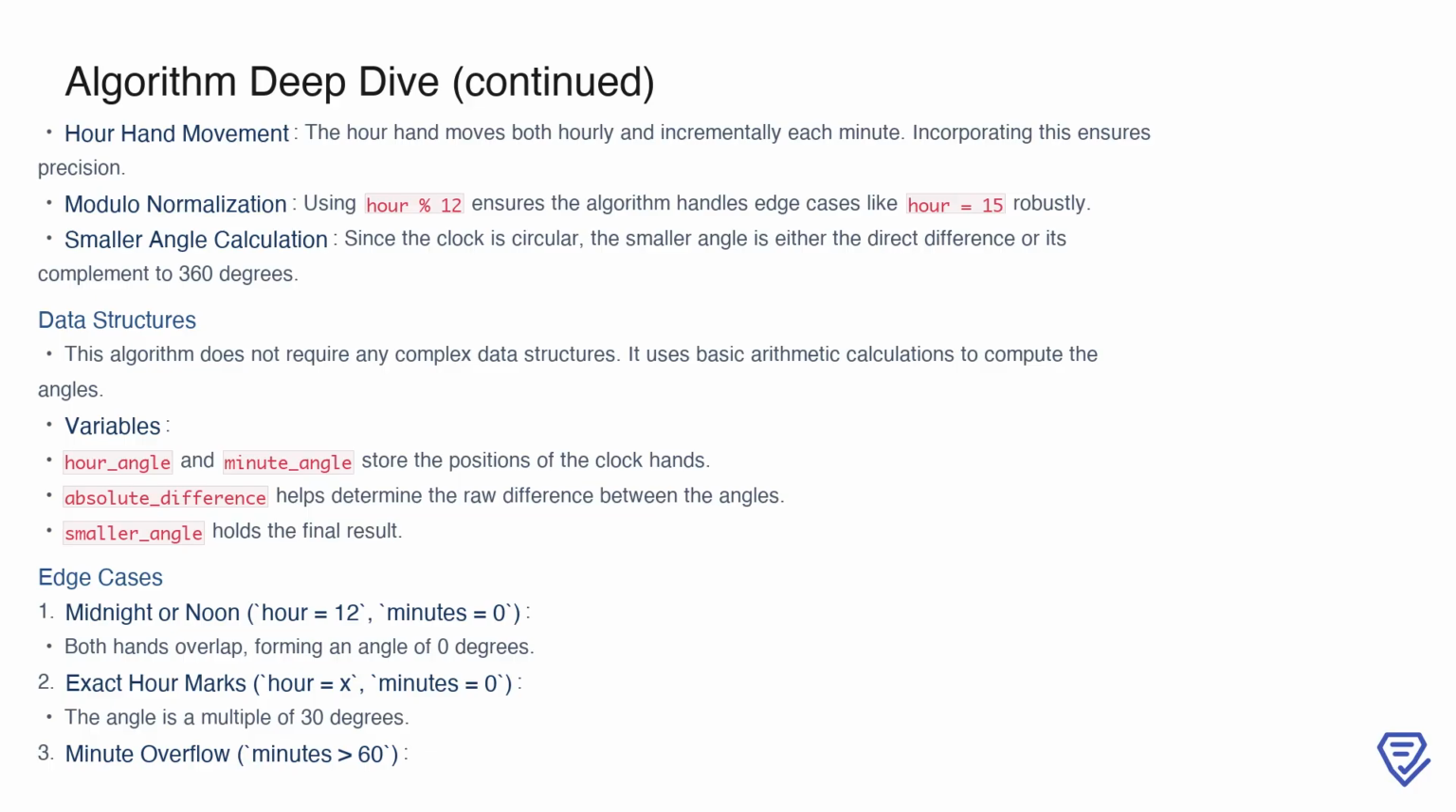As for data structures, this algorithm doesn't require anything complex. It relies purely on arithmetic operations and a few variables to store intermediate results, such as hour_angle, minute_angle, absolute_difference, and smaller_angle. This simplicity ensures that the solution remains efficient and easy to implement.